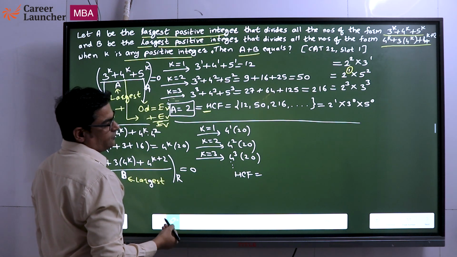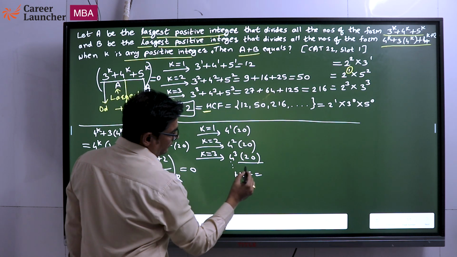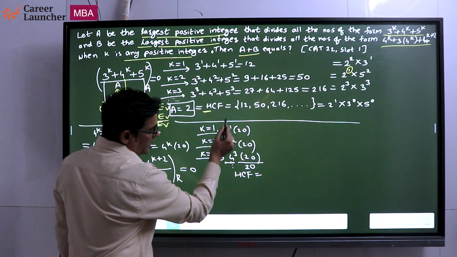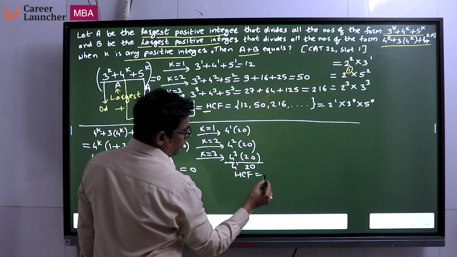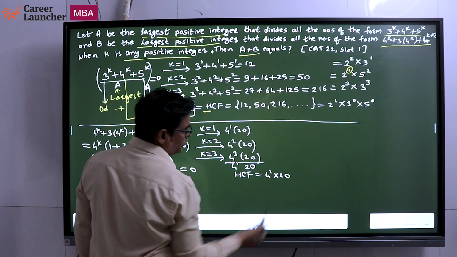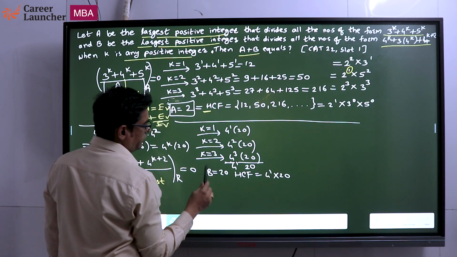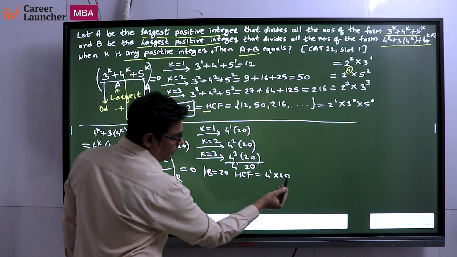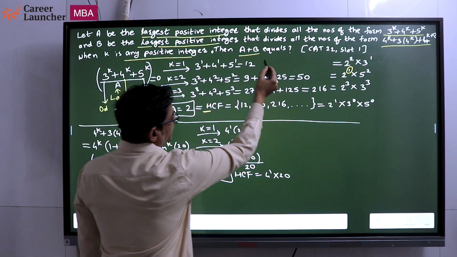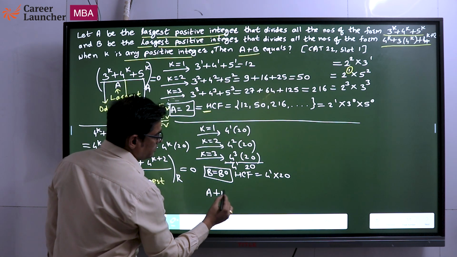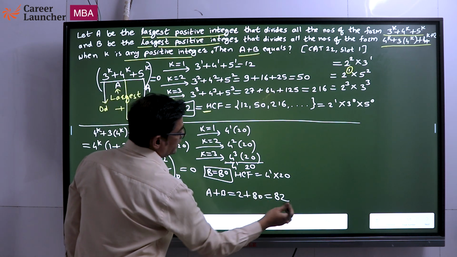How do I calculate HCF? Can I say all these numbers would certainly have 20 as a common factor? Yes. What is the minimum power of 4? That is 1. So I can directly say the HCF of all these numbers would be 4 power 1 into 20. B is the value of the HCF, which turns out to be 20 into 4, 80. What I was asked was the value of A plus B. I can directly tell A plus B should be 2 plus 80, which is 82.